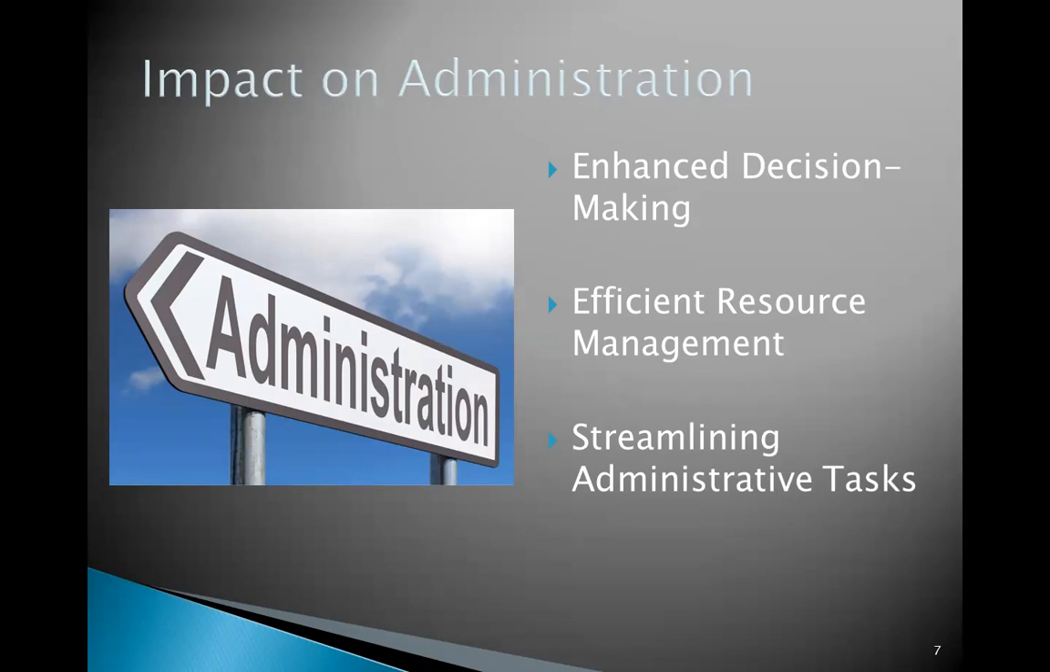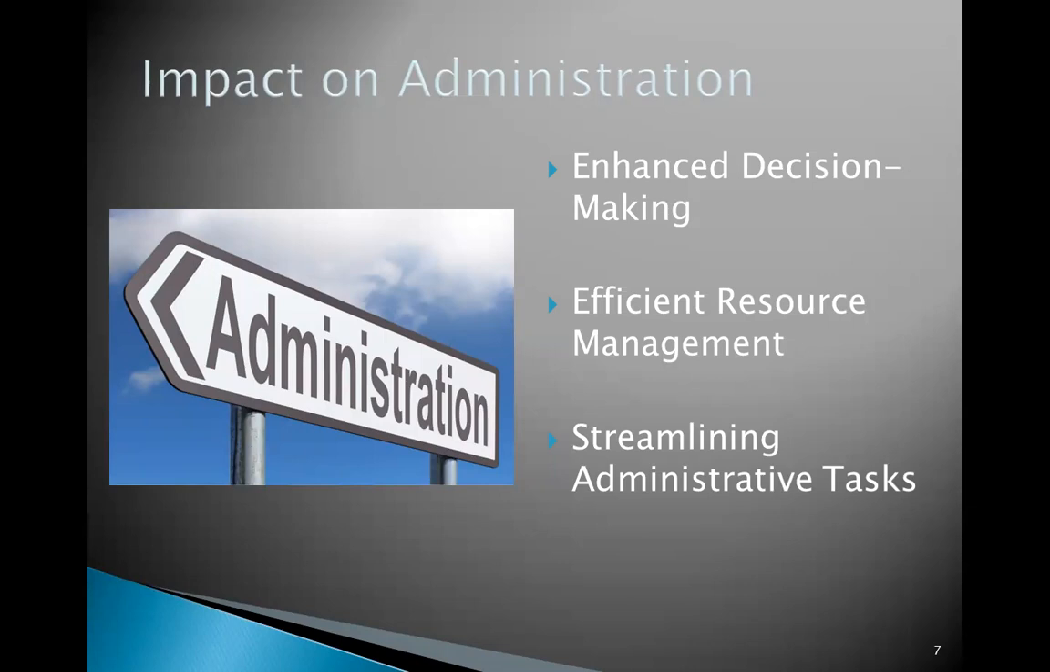Next bullet, efficient resource management. The informatics system facilitates data-driven resource allocation. It ensures optimal utilization of staff, equipment, and facilities based on real-time data and on-demand information. Last bullet, streamlining administrative tasks. Nursing informatics automates administrative processes such as scheduling, billing, and inventory management, reducing manual workload and enhancing efficiency.